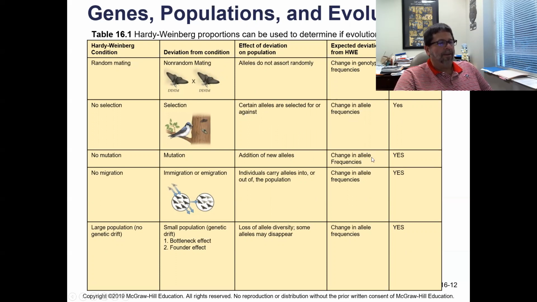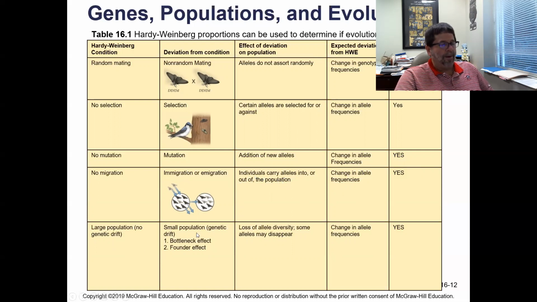Mutations produce new types of alleles and change allele frequencies. No migration, but if you have immigration and migration in and out of the population, then individuals carrying alleles into or out of the population will change the allele frequency. Evolution will occur here. And in large populations, you get no genetic drift.